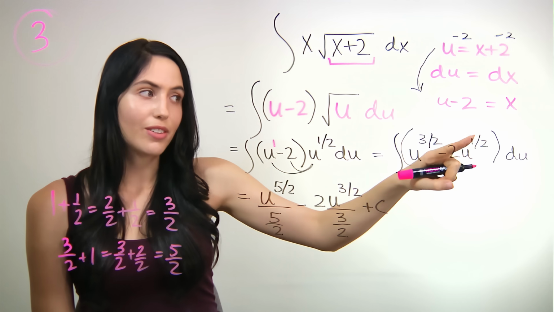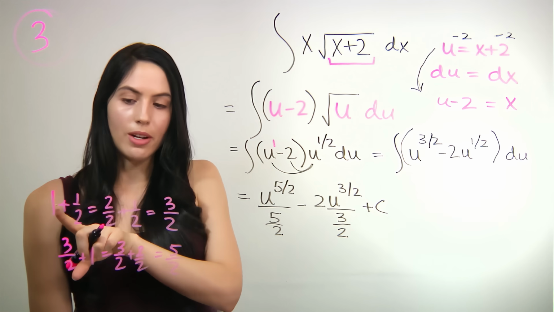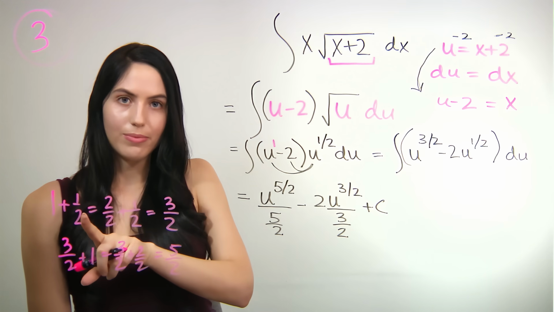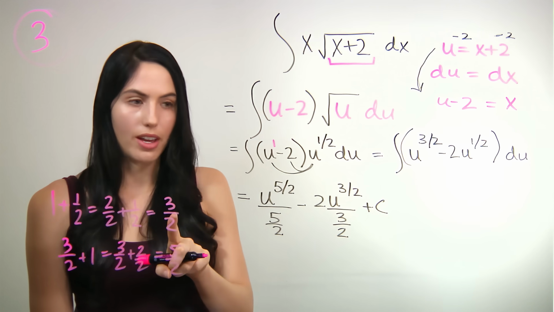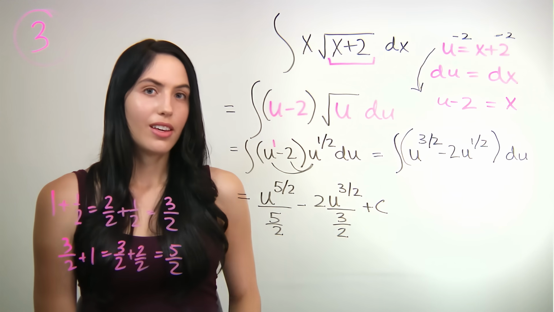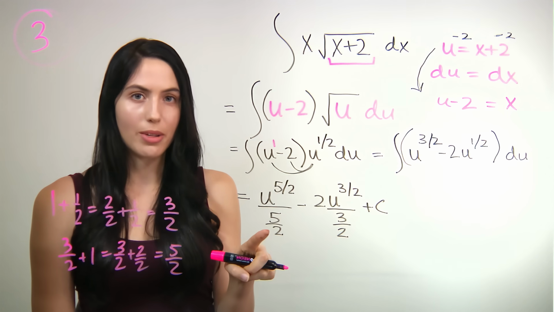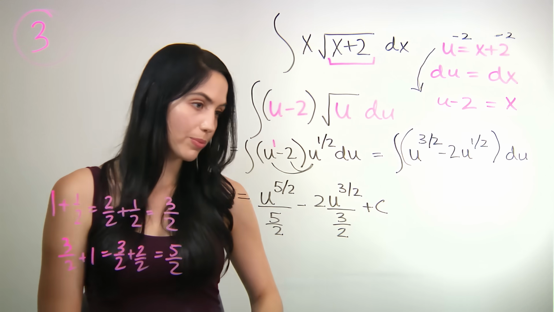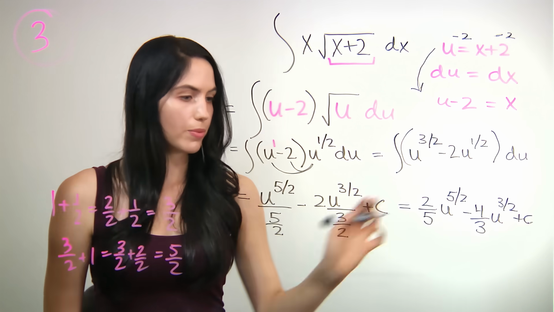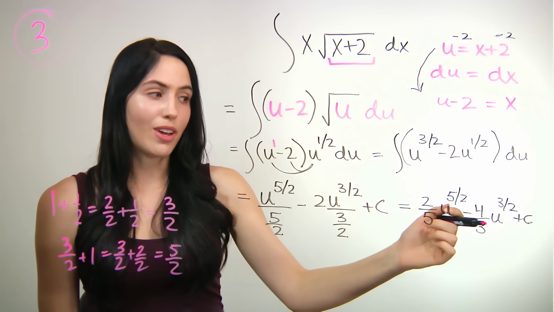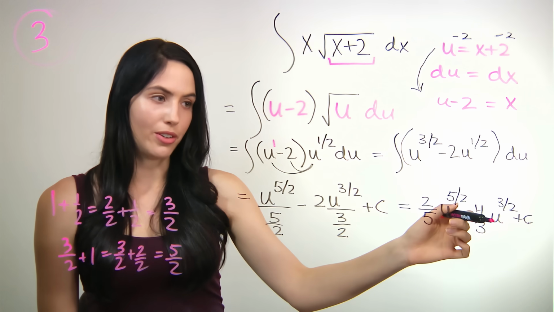Same thing for u to the 1/2. When you integrate that, you have to add 1 to 1/2. And that gives you 3/2 because 1/2 raised by 1 is 1/2 plus 2/2, which is 3/2, and divided by 3/2. Okay, you can simplify this because dividing by a fraction is the same as multiplying by its reciprocal. And this is what you get when you simplify. Don't forget to put your plus c here, since it's an indefinite integral.